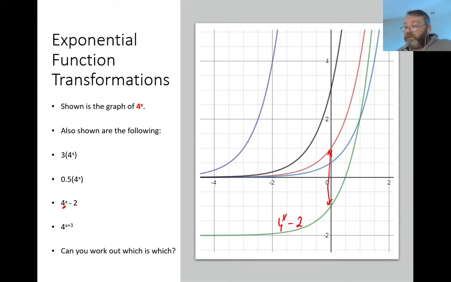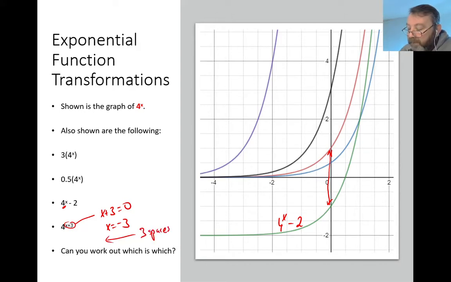Or do the following, might be easier. 4 to the x plus 3. Now remember what I told you. When x has a number directly involved with it, see that? Take it out, set it equal to 0, solve it, and then it's telling you that the original 4 to the x, the red one, has been shifted back to the left 3 spaces. Now take the red one, that's gone back 3 spaces. So obviously if we want to go back 3 spaces, we're going back to here. There it is. So that one must be 4 to the x plus 3. Notice that plus 3 is part of the power. Down here minus 2 is a constant. So there's a slight difference between them.